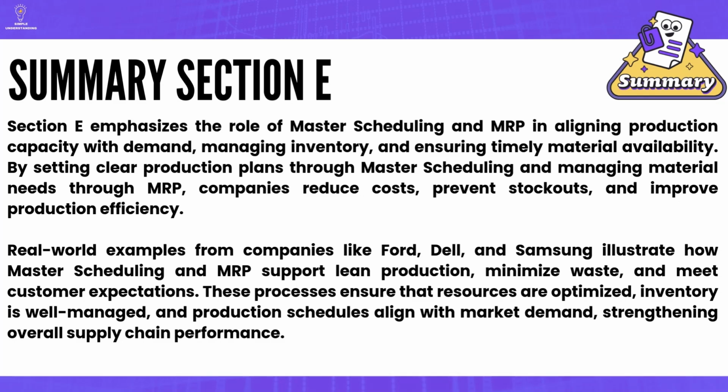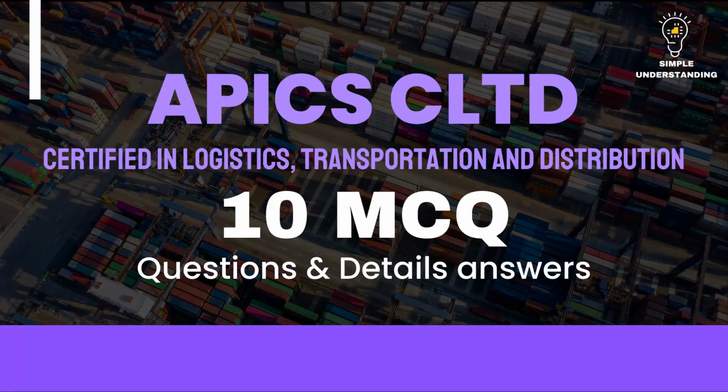Real-world examples from companies like Ford, Dell, and Samsung illustrate how master scheduling and MRP support lean production, minimize waste, and meet customer expectations. These processes ensure that resources are optimized, inventory is well managed, and production schedules align with market demand, strengthening overall supply chain performance. Let's take a small practice test for Section E.